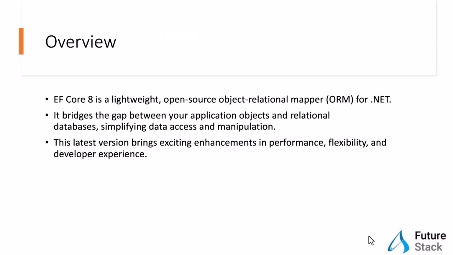Now let's go to the overview of Entity Framework Core 8. Entity Framework Core 8 is a lightweight open source object relational mapper for .NET and .NET Core applications. Basically it bridges the gap between your application objects and relational databases. It simplifies data access and manipulation. This latest version brings lots of excitement, with enhancements in performance, flexibility and developer experience.